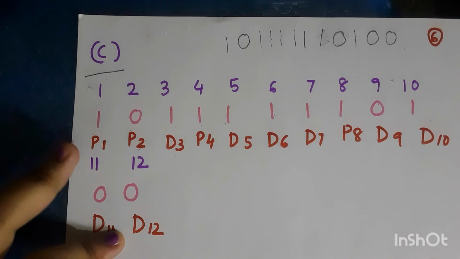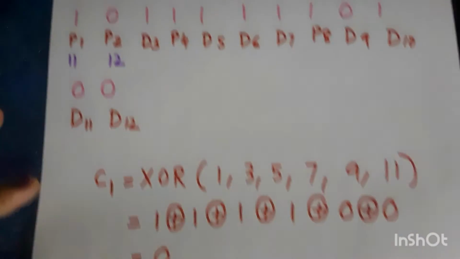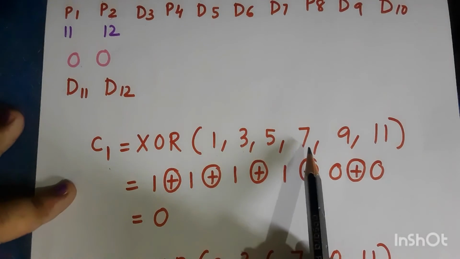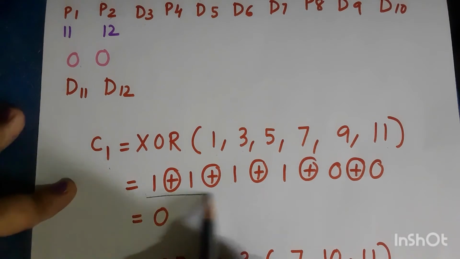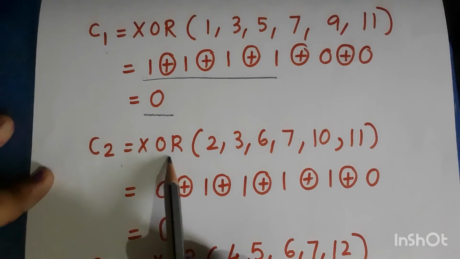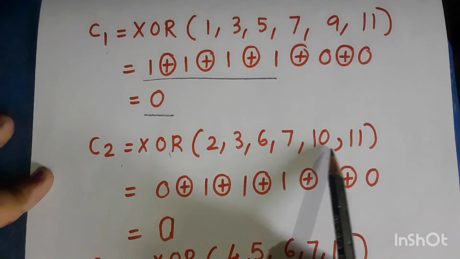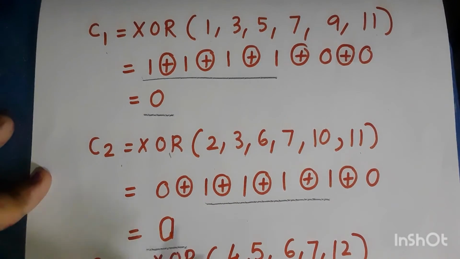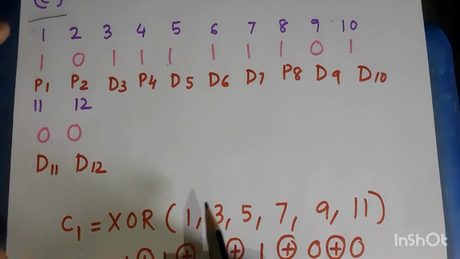Now I am evaluating the check bits C1, C2, C4, C8. C1 is the XOR of the bits 1, 3, 5, 7, 9, 11. It is coming as an even number of ones, so 0. Now C2 is the XOR of the bits at locations 2, 3, 6, 7, 10, 11. Here again it is an even number of ones, 0. You know how to pick up the bit values from the bit location.